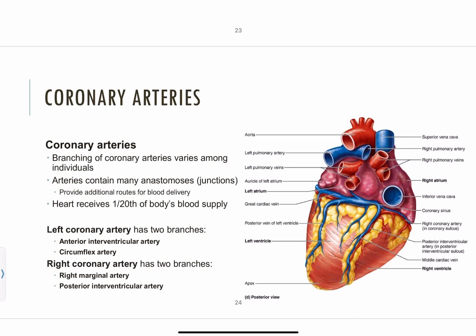The coronary circulation can vary. So some people have a single artery for the entire heart, and natural anastomoses or junctions can provide alternate routes. Not always sufficient during a blockage though. So a complete blockage can still cause a heart attack.